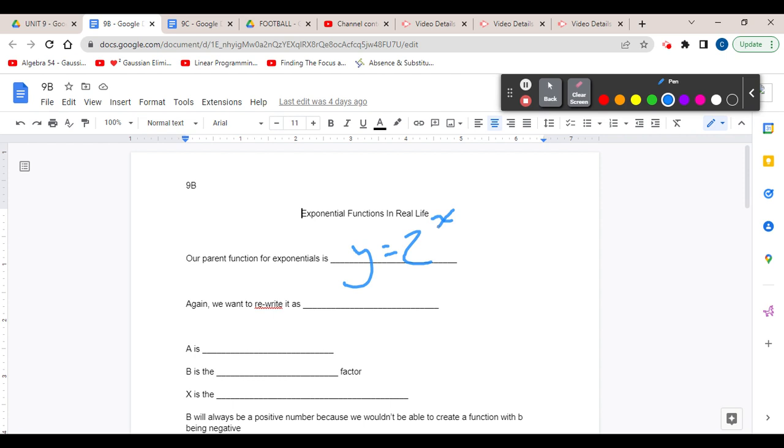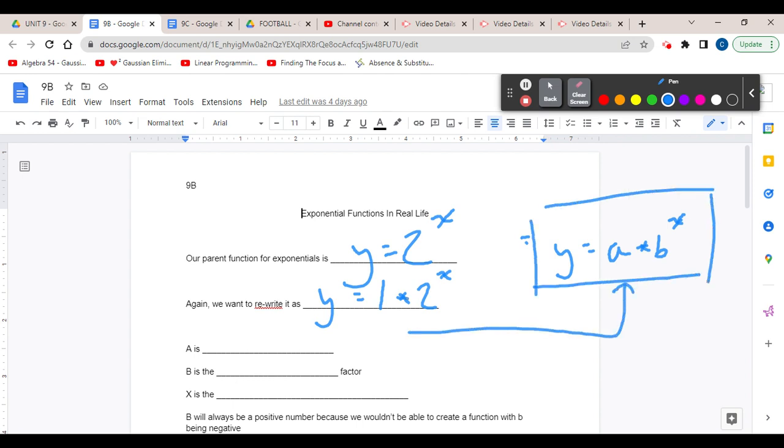The format is y equals a times b to the x power. So we want to rewrite it as y equals 1 times 2 to the x power to mirror this. So that function is y equals ab to the x power. A is going to be our starting amount. B is our growth factor. X is the number of repetitions.